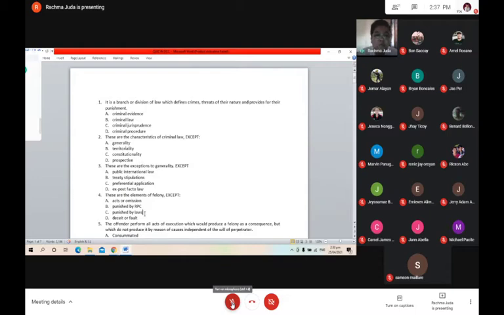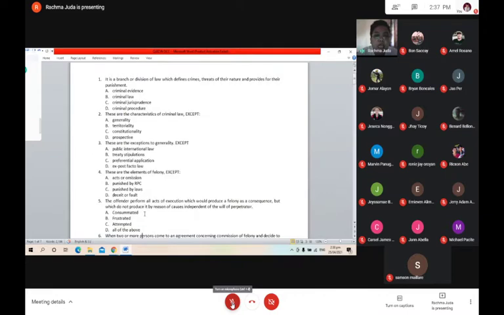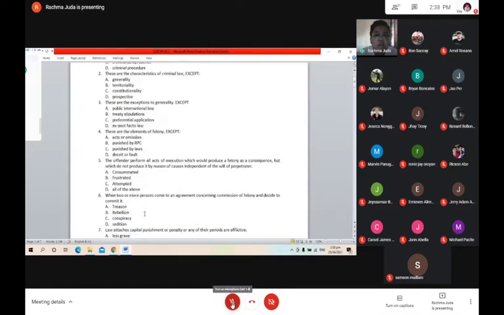Next, number four: these are the elements of felony except. So, the elements of felony: felony is an act punishable by the Revised Penal Code. It is an act or omission, doing or not doing. And felony can be committed by means of dolo or by means of culpa. Dolo means deceit; culpa means fault. So the answer here is Charlie, the one that does not appear in the elements of felony.